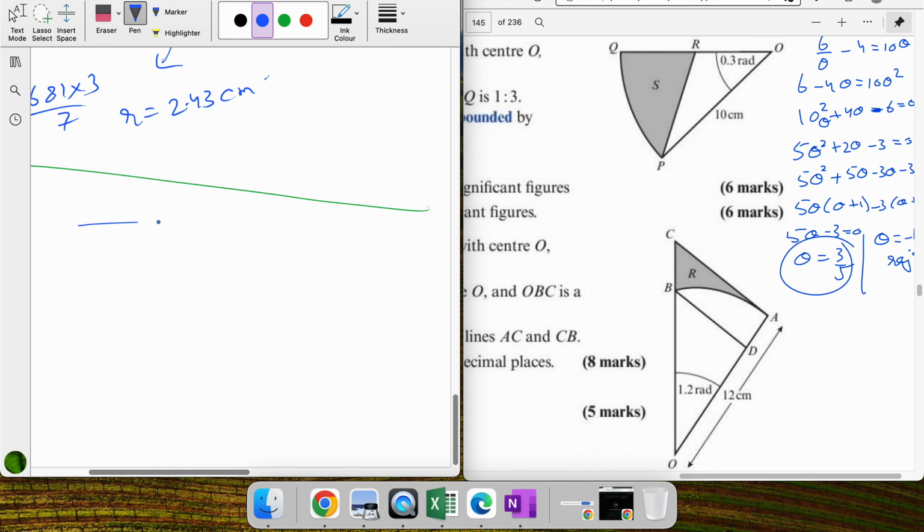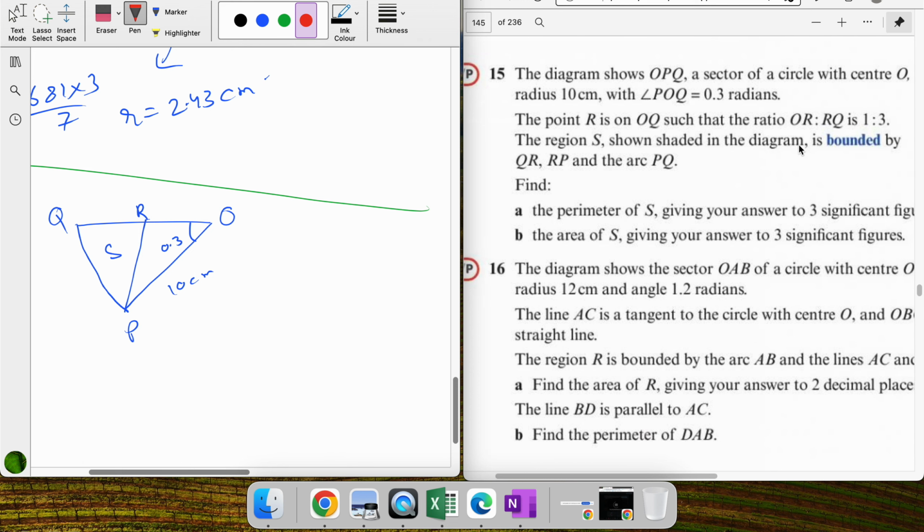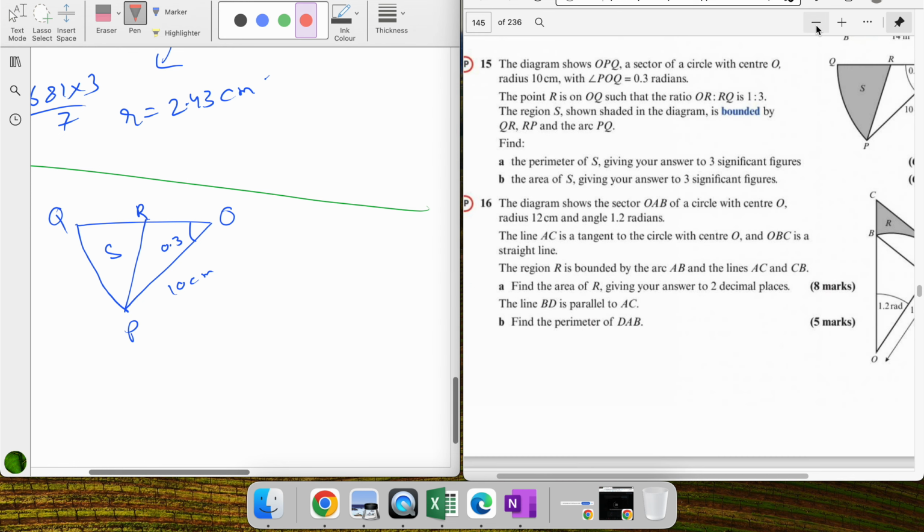So there's a straight line, and that's the radius on both sides. P, Q, this is R. O, radius is 10 centimeters, angle is 0.3 radians. This area is S. Now let's see. The diagram shows OPQ, a sector of a circle with center O, radius 10 centimeters. Angle POQ is 0.3 radians.